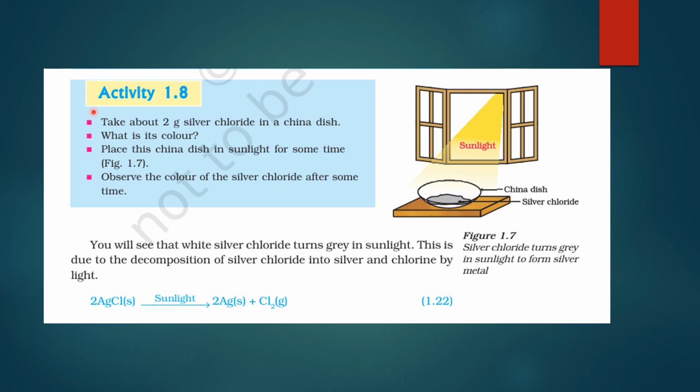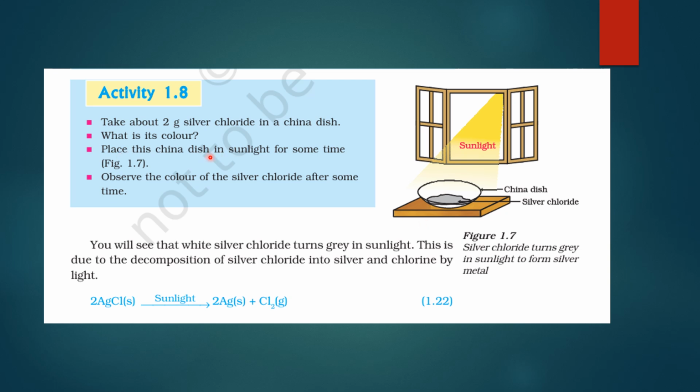Let's see one more activity, activity 1.8. This is really simple. You take about 2 grams silver chloride in a china dish. You see in the diagram, you have taken a china dish and you are placing 2 grams of silver chloride in it. So you observe what is its color. You will observe that it is a white colored powder.